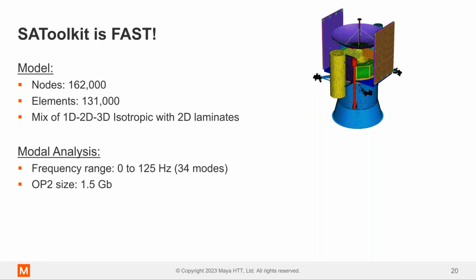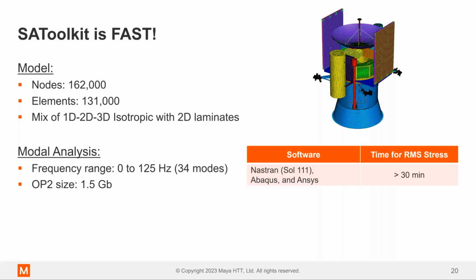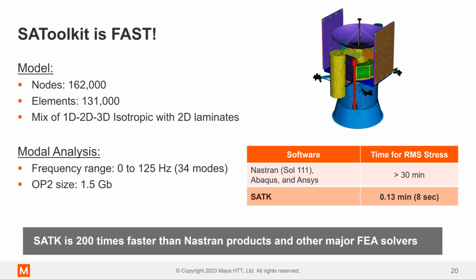If we're looking at 34 modes, OP2, so that's the results file of 1.5 gigabytes. So on Nastran, your standard Nastran solution 111, your standard random vibe, other software competitors might take over 30 minutes to run the random analysis on this. With SA Toolkit, that's solved in 8 seconds. A massive improvement in time, over 200 times faster than Nastran products and other major FEA solvers. And that's a big reason why a lot of people use this.